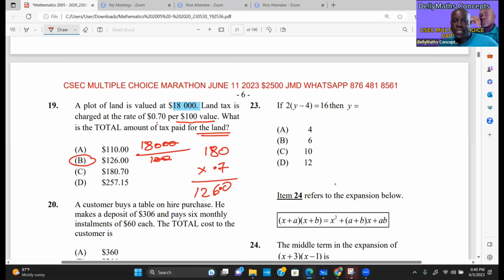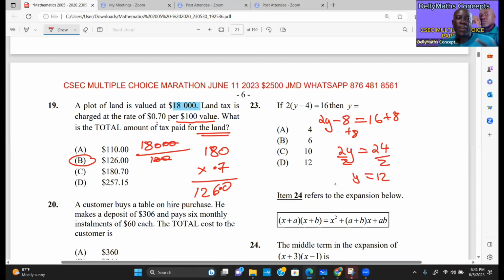This is an algebra question. It says 2 into y minus 4 is 16. What is y? There are a number of ways you can do this. You can distribute the 2. So 2 times y gives you 2y, 2 times negative 4 gives you negative 8, and this is 16. Then you could add 8. 2y is equal to 24. Divide by 2, divide by 2. y is 12. So y is 12.